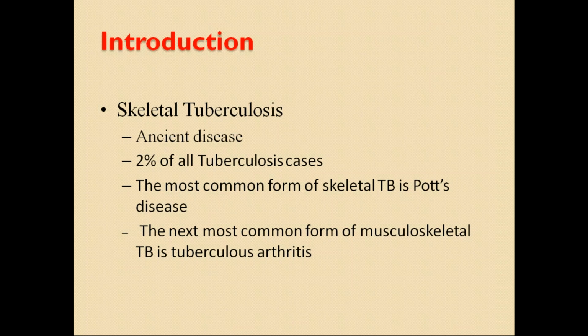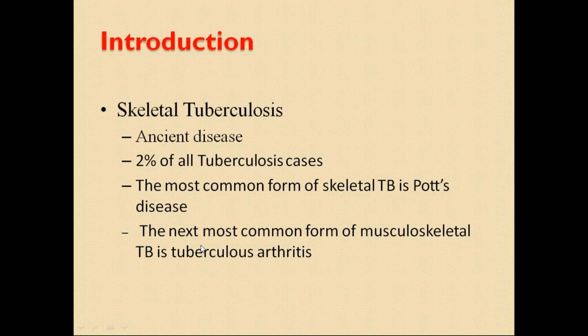We can see that among all cases of tuberculosis, skeletal tuberculosis accounts for 2% of all cases. It is a common condition in India, and the most common form of skeletal tuberculosis is Pott's disease. If the tuberculosis involves the spine, it is known as Pott's disease. So the most common form of skeletal tuberculosis is Pott's disease.